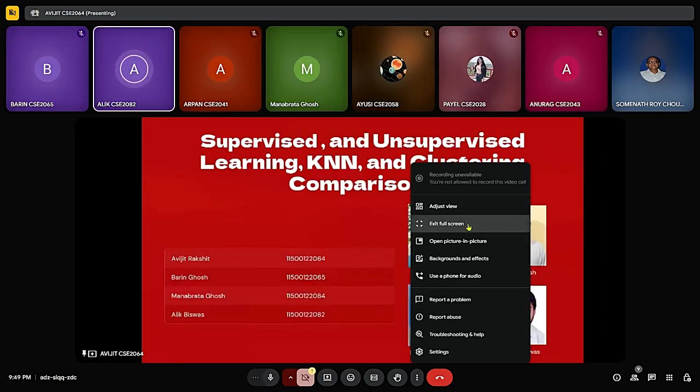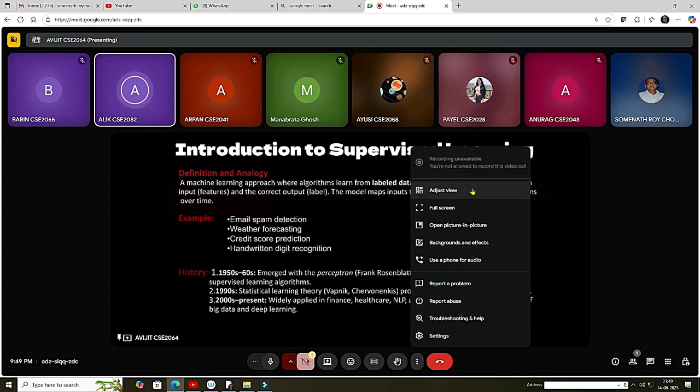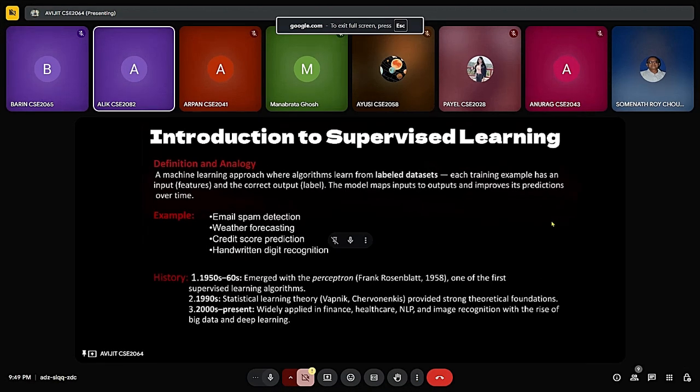We'll discuss supervised and unsupervised learning, KNN, and clustering comparison. So, introduction to supervised learning. First is definition and analogy. A machine learning approach where algorithms learn from labeled datasets. Each training example has input features and the correct output or label. The model maps inputs to outputs and improves the prediction over time. Examples: we can detect spam emails using this. Weather forecast, credit score prediction, and handwritten digit recognition.